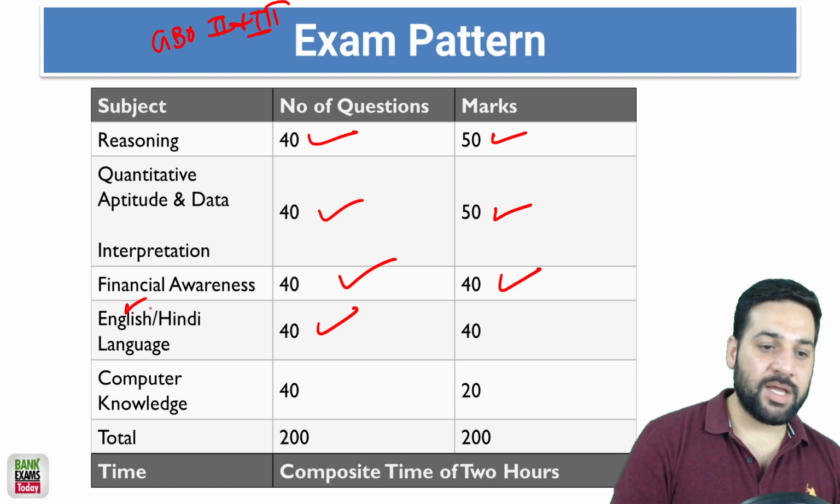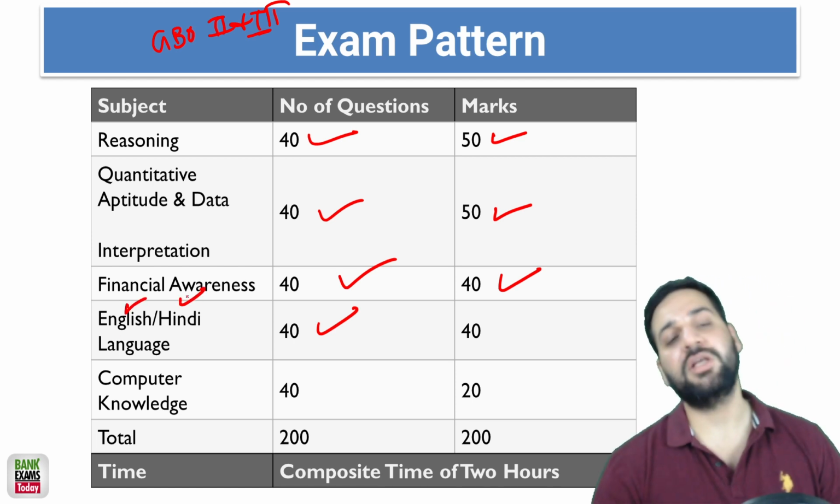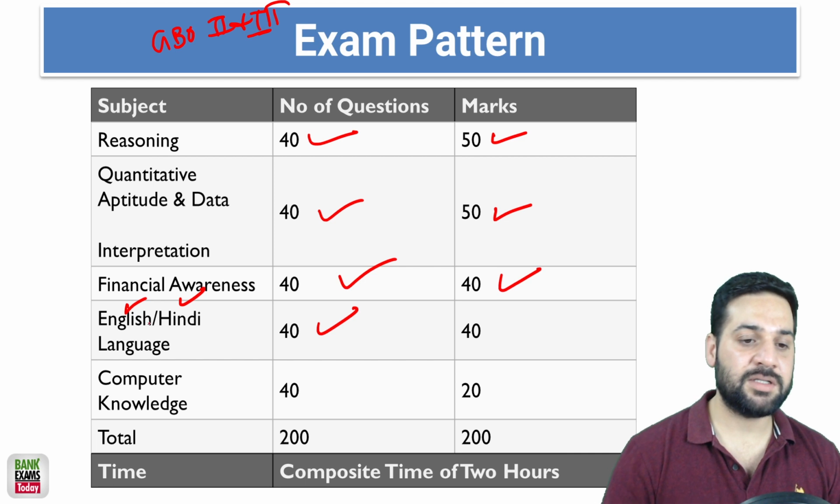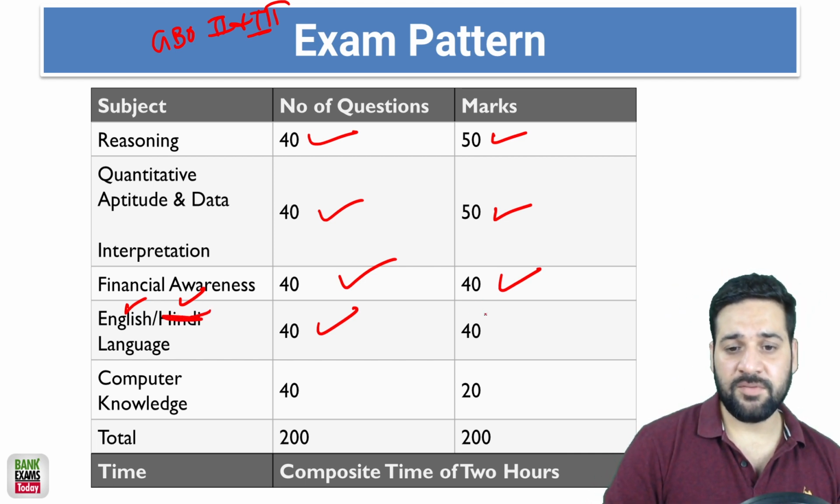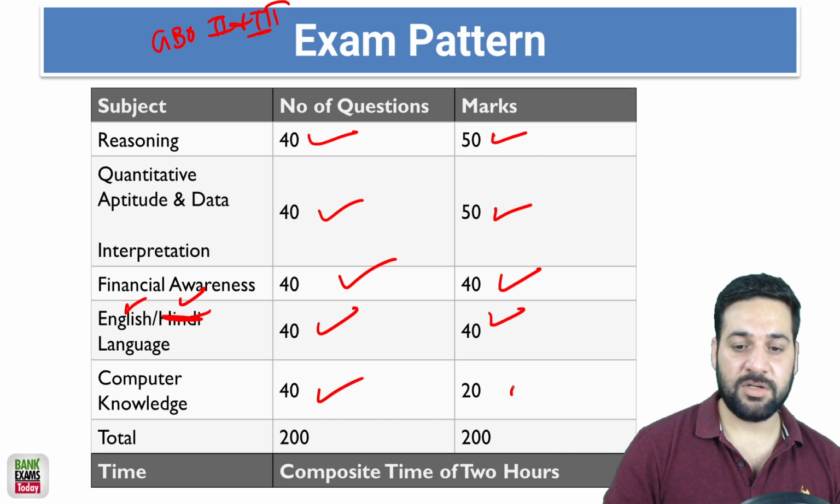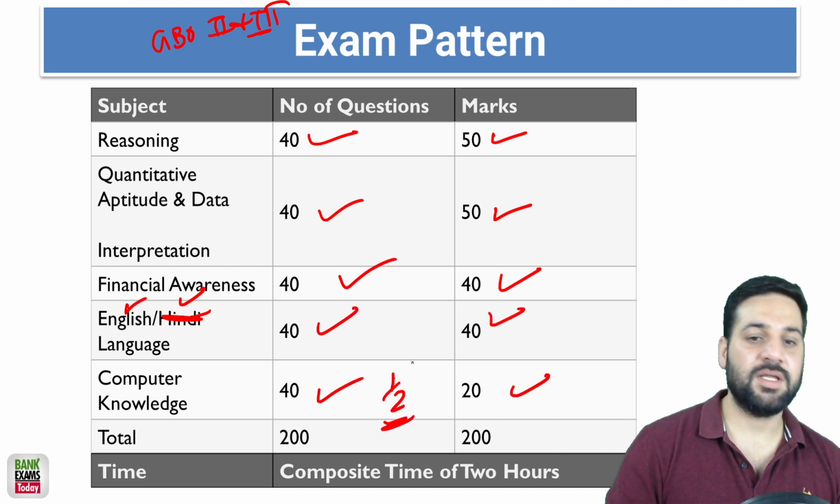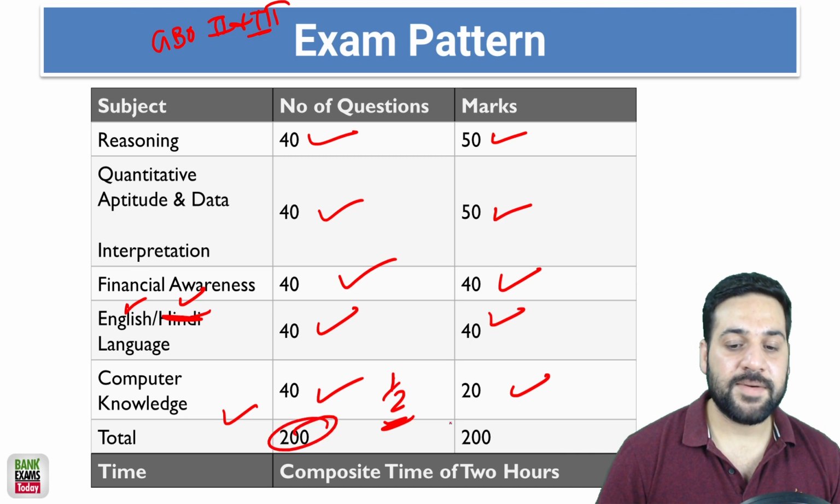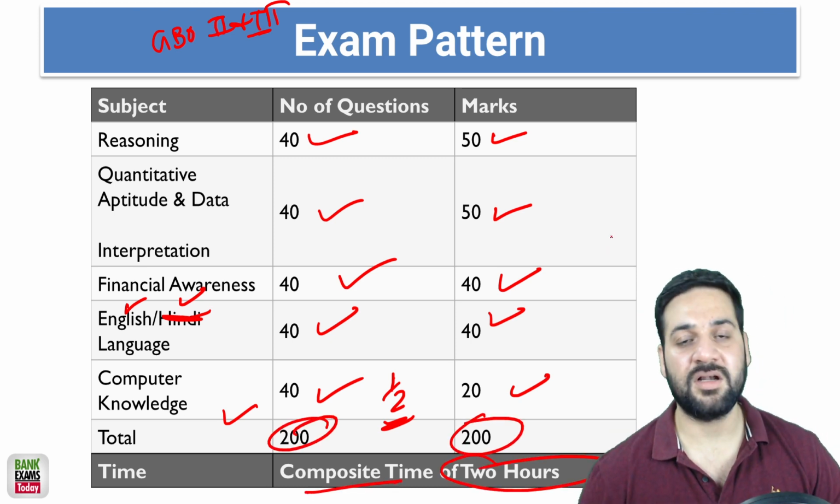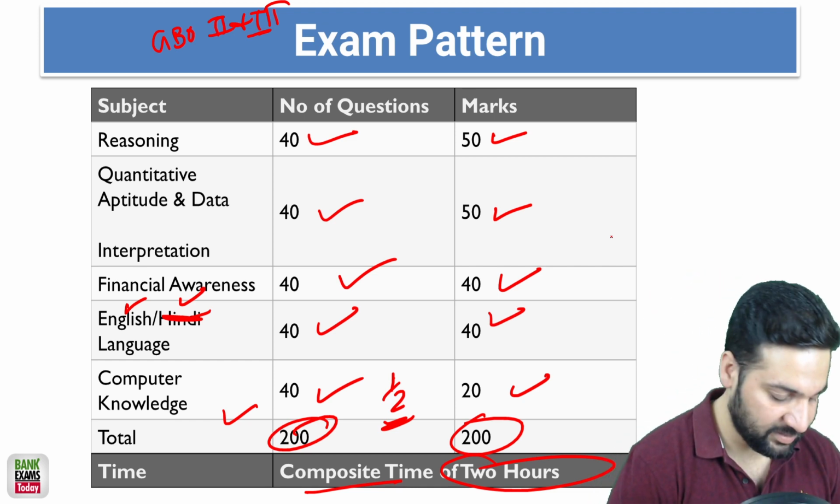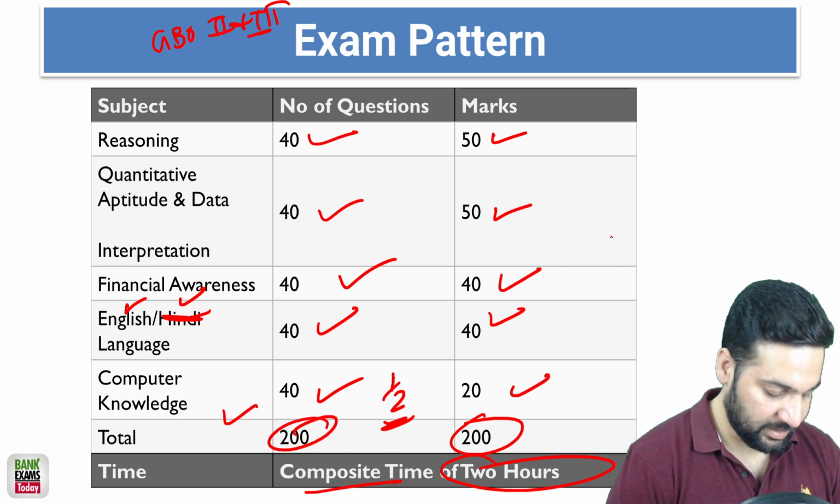हिंदी और इंग्लिश, यू कैन चूज इधर हिंदी और इंग्लिश. आप हिंदी लो और इंग्लिश लो, आपके ऊपर डिपेंड करता है. हम हिंदी नहीं पढ़ाते, मैं हिंदी नहीं पढ़ाता. तो 40 क्वेश्चन 40 मार्क्स. कंप्यूटर नॉलेज 40 क्वेश्चन 20 मार्क. ये आधे नंबर का क्वेश्चन है, ठीक है. सो 200 क्वेश्चन 200 मार्क्स. कंपोजिट टाइम ऑफ 2 आवर्स. नो सेक्शनल टाइमिंग. सेक्शनल टाइमिंग नहीं है यहाँ पे, कोई भी सेक्शनल टाइमिंग नहीं है.